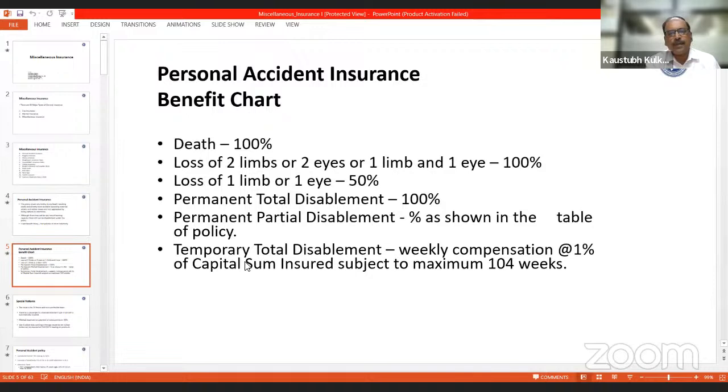And what will be the benefit for temporary total disablement? These will be on weekly compensation basis. What will be the weekly compensation basis? It will be 1% of capital sum insured. So in our examination, if any question is asked and 10 lakhs is the sum insured under table A, what will be the weekly compensation in case of 4 weeks disablement? It will be 10,000 per week. So for 4 weeks, it will be 40,000. So 40,000 claim is payable under temporary total disablement, that is fracture due to accident. So these are the coverages under personal accident insurance policy.